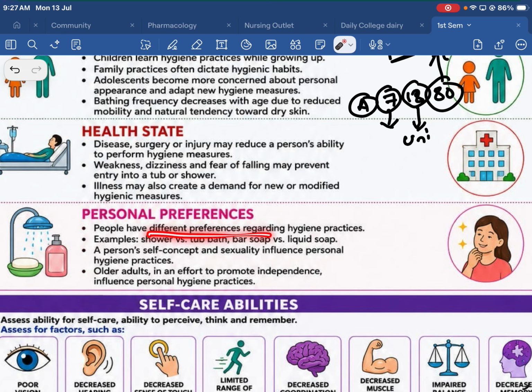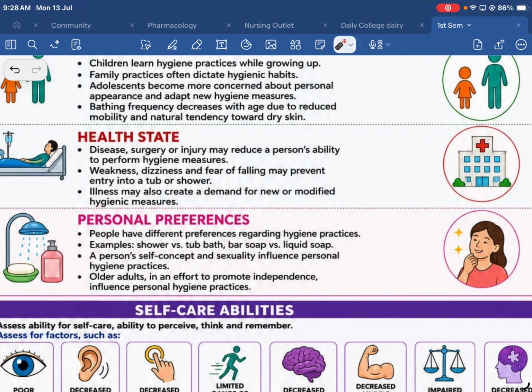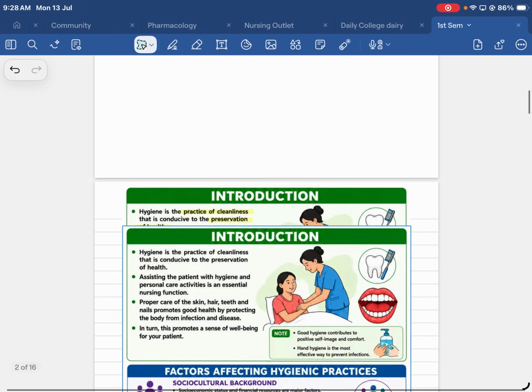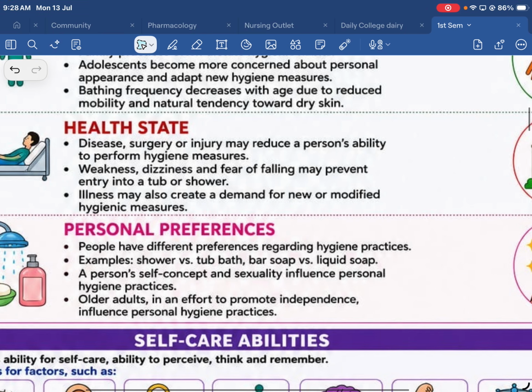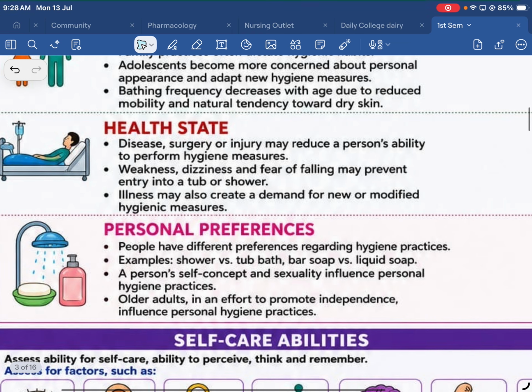So people have different preferences regarding hygiene practices. For example, as I said, a shower from the top, or else a tub bath, or else bar soap, or else liquid soap, right? And next, sexuality also influences personal hygiene practice. Sexuality means what? Here males may have different hygienic practice. Suppose males will prefer one soap for all, for the hair, for the body, for every private part, for everything they will use only one particular soap.